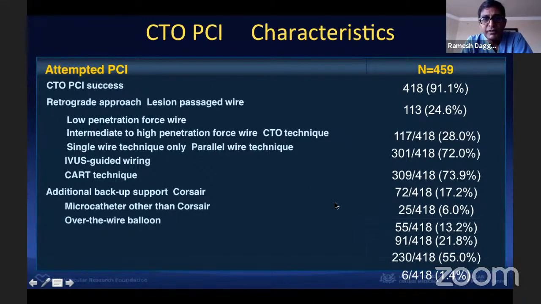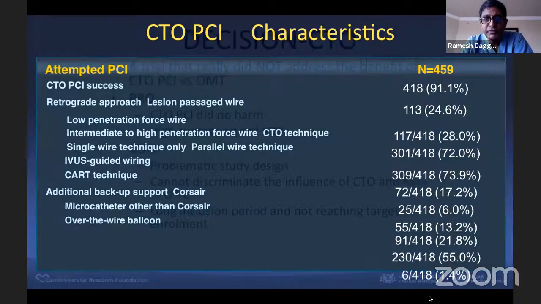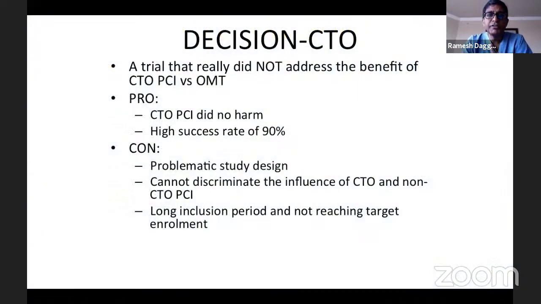IVUS guided wiring was used in 17%. And when I say that we should become experts in this, even in a clinical randomized trial where all excellent operators are using it, the CART technique is only used in 6%. So I think you really have to be excellent in these. Microcatheters were used in at least about 55% of the patients, and over the wire balloons in a much smaller amount, 1.4%.